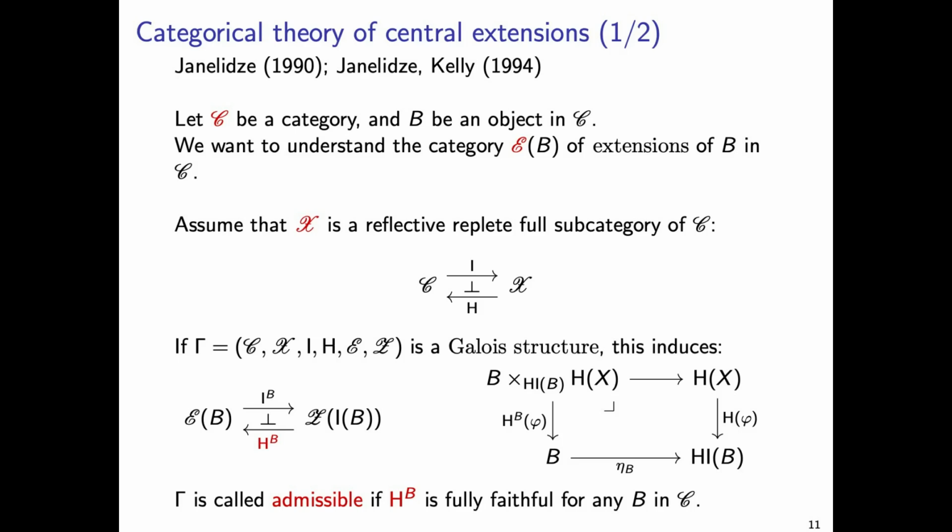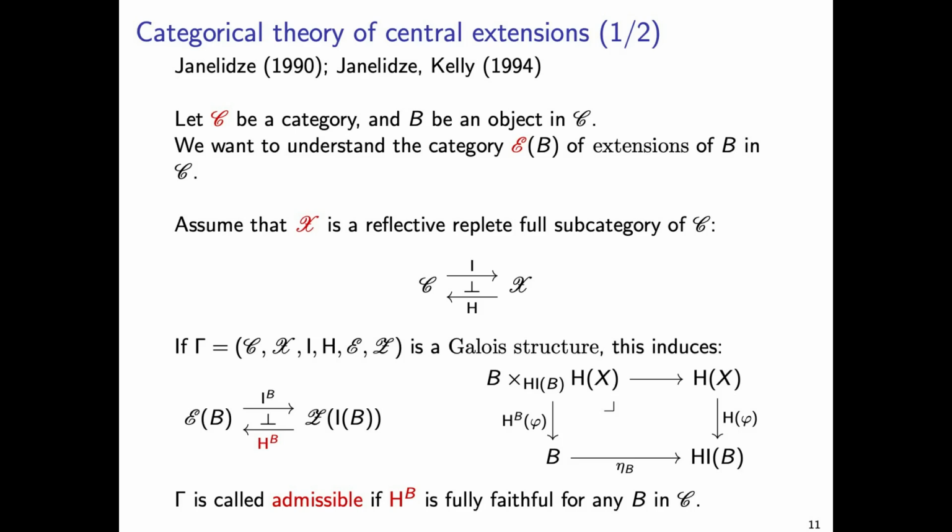And so here, what does it mean to be a Galois structure? We have this adjunction, and furthermore, the classes of extensions E and Z must contain all isomorphisms, be closed under composition, and be pullback stable, and both I and H have to preserve the extensions.